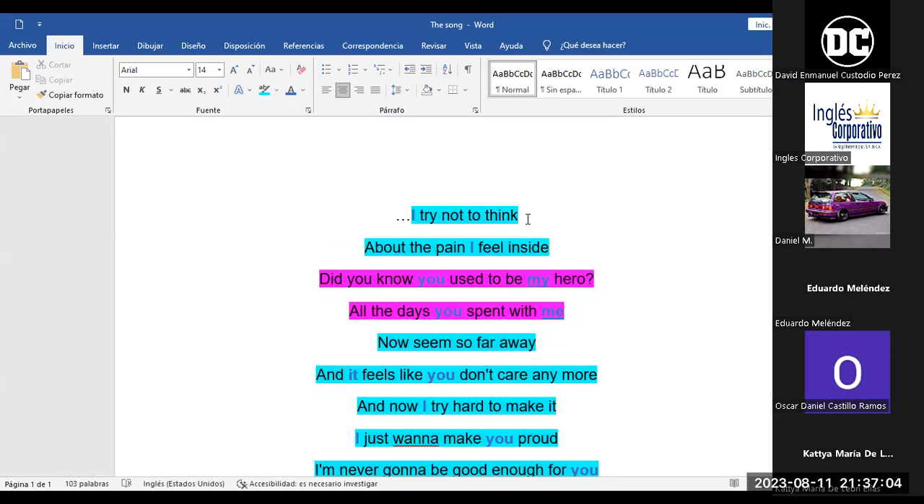Si gustas, puedes leer la letra sin cantar, a menos que quieras cantar. No, no puedo. Ok, entonces puedes leer, no problem.